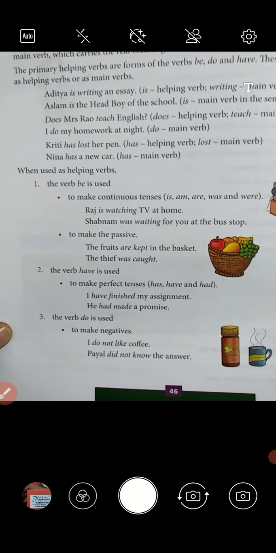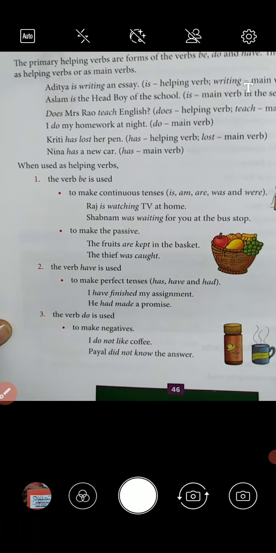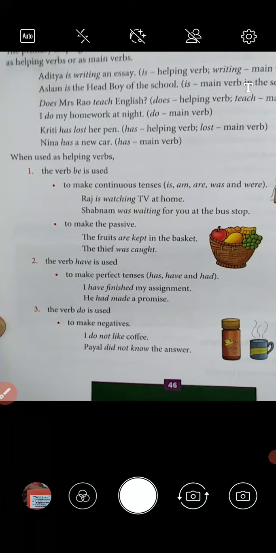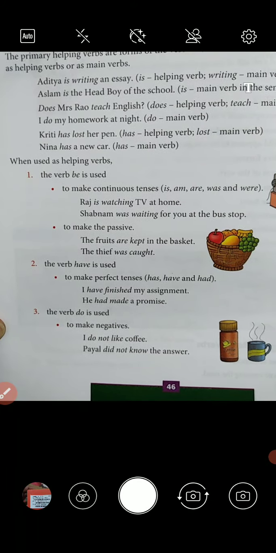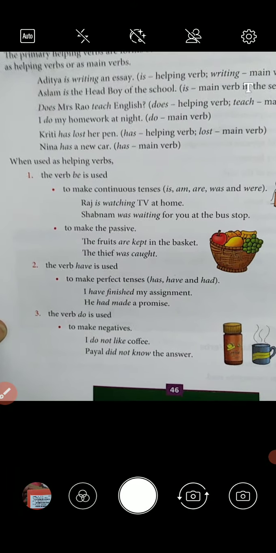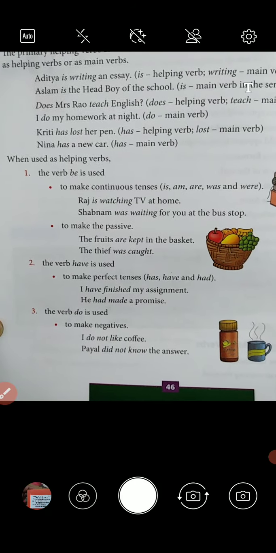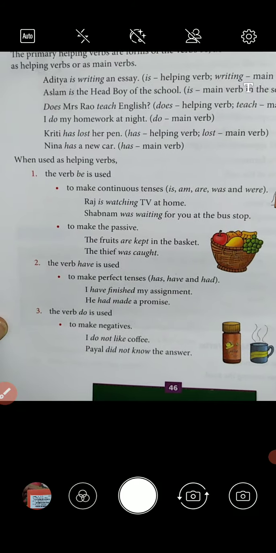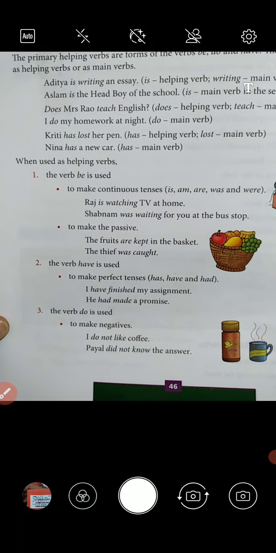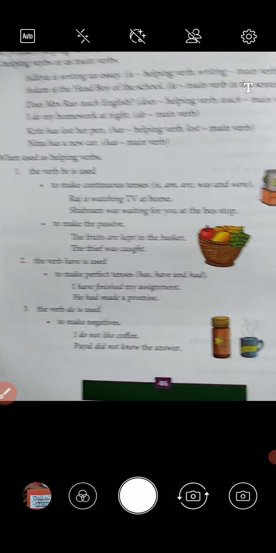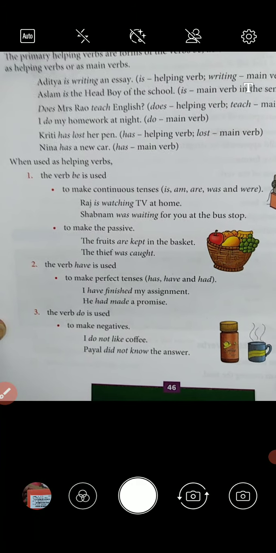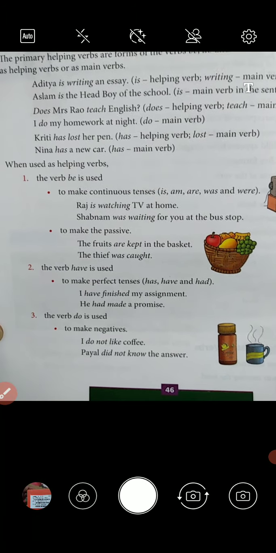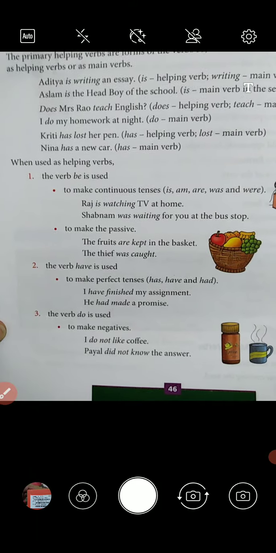Now next one, and that is also in the present tense, present perfect tense. Now look into the next sentence. He had made a promise. He had made. So when we see the word had itself, we can easily understand that it is in the past perfect tense. So in this sentence, had made is the verb.